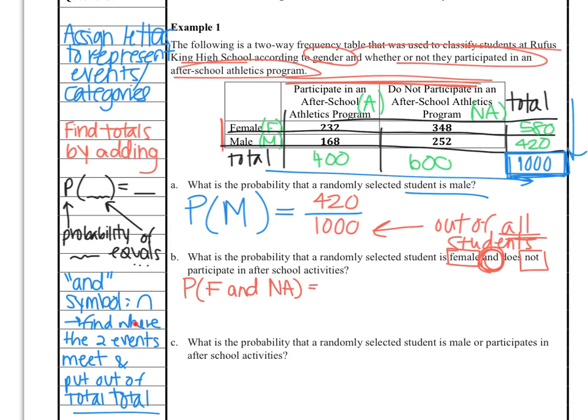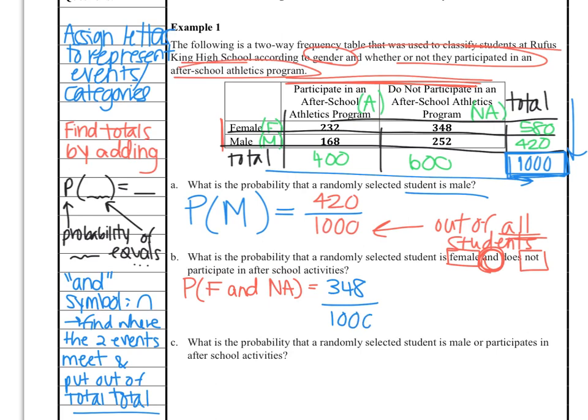You're going to find where the two events meet. So we're talking about females and not participating after school. So I find out where those two events meet. Females not participating. So 348. Female and not participating after school. And then we put it out of total, because we're talking about all the students in that school that were surveyed. There are 348 of them that are both female and don't participate after school out of all of them.